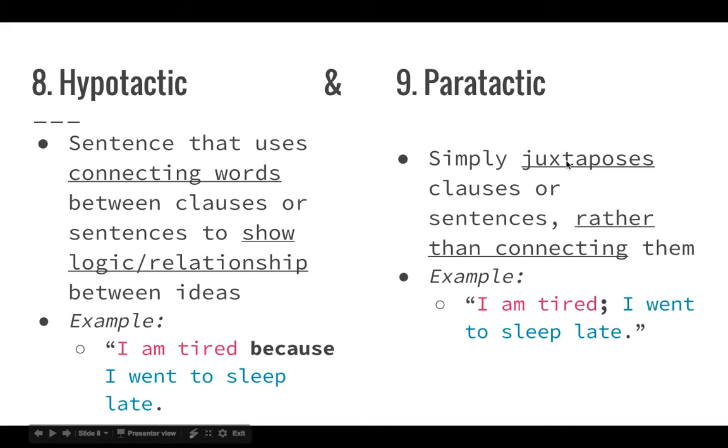A paratactic sentence just juxtaposes them or puts them together. So whereas the hypotactic has the different ideas and then connects them to show cause and effect or what sort of relationship there is, paratactic just puts them next to each other. So whereas this one says, I am tired because I went to sleep late, this would just say, I am tired, semicolon, I went to sleep late. It could be a semicolon, it could be a period. It just puts the two ideas next to each other and leaves it to the reader to connect the two.